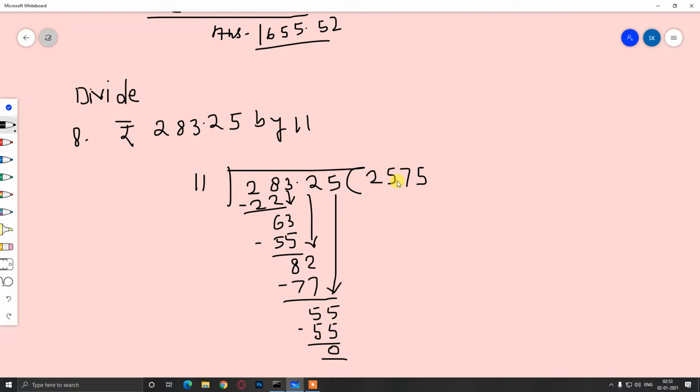So now in this quotient we have to put the decimal point, but after how many places? See, after decimal here how many decimal places are there? 1, 2. So from the right hand side count 1, 2 and put the decimal. So like this we have to do the division.